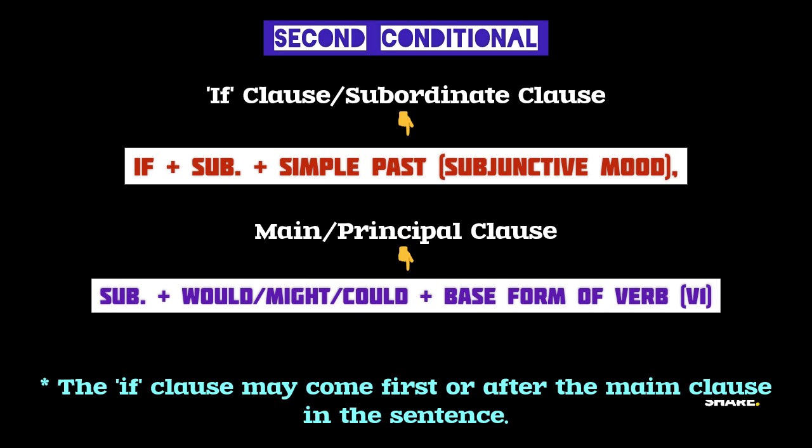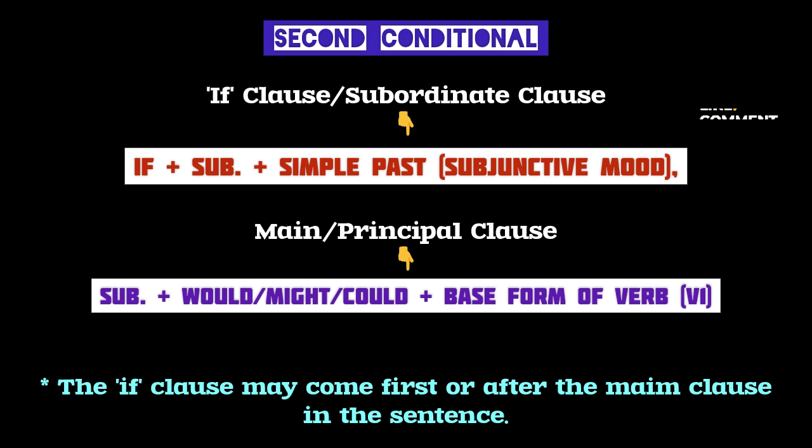Well, now let's look at the clause structures of the second conditional sentence. You see, in the second conditional sentence, the if clause, which is a subordinate clause, has a simple past tense verb in the subjunctive mood. And that's why we cannot use was in the if clause of the second conditional sentence. We must always use were. So the structure of the if clause is if plus subject plus simple past tense in the subjunctive mood.